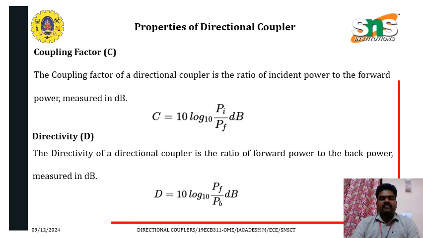Here is the coupling factor. The coupling factor of a directional coupler is the ratio of the incident power to the forward power measured in dB, equal to 10 log base 10 of Pi by PF in decibels. The directivity of the directional coupler is the ratio of the forward power to the back power measured in dB: D equals 10 log base 10 of PF by PB in decibels.